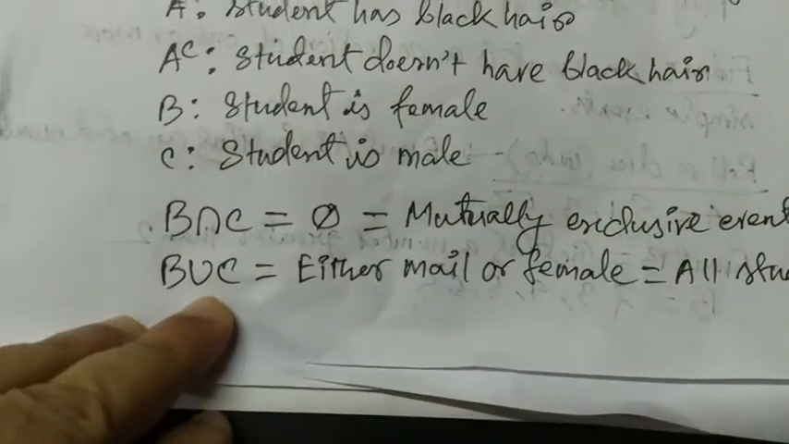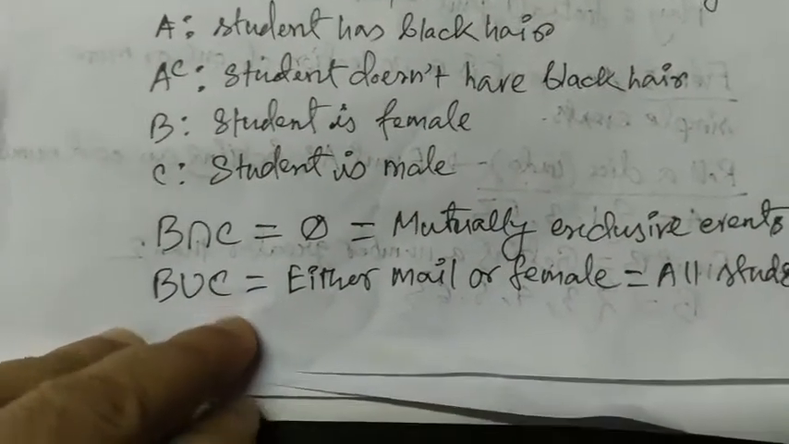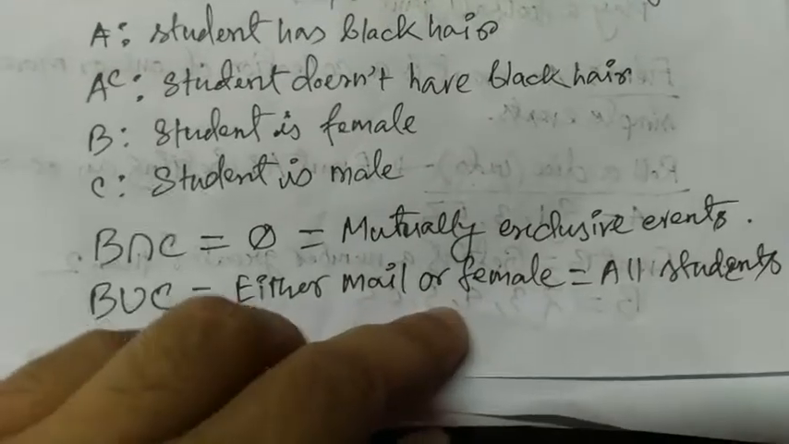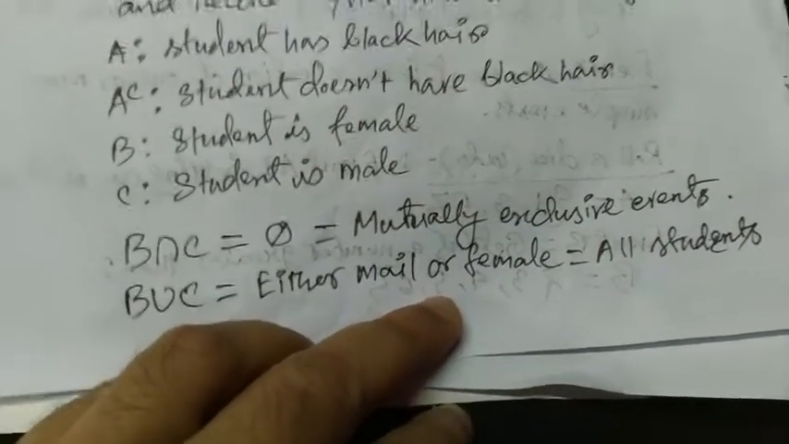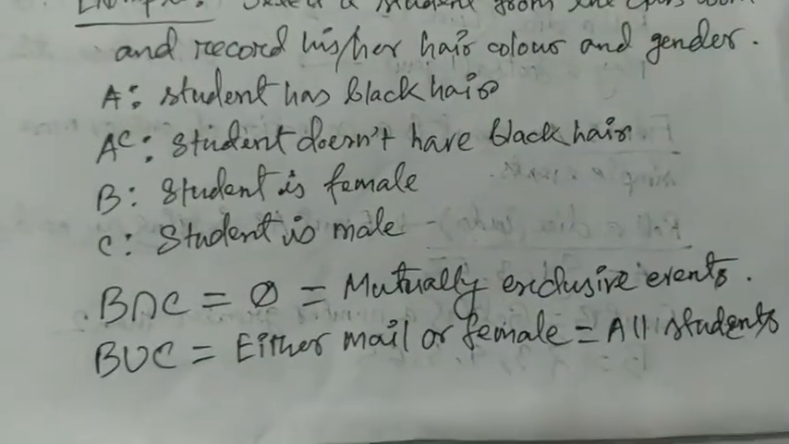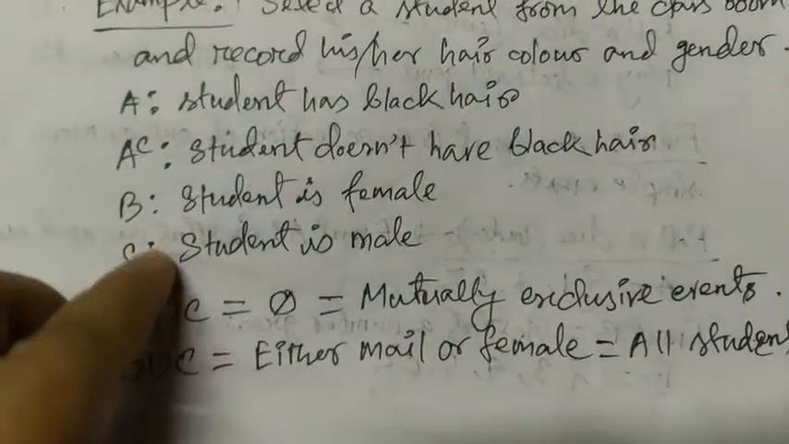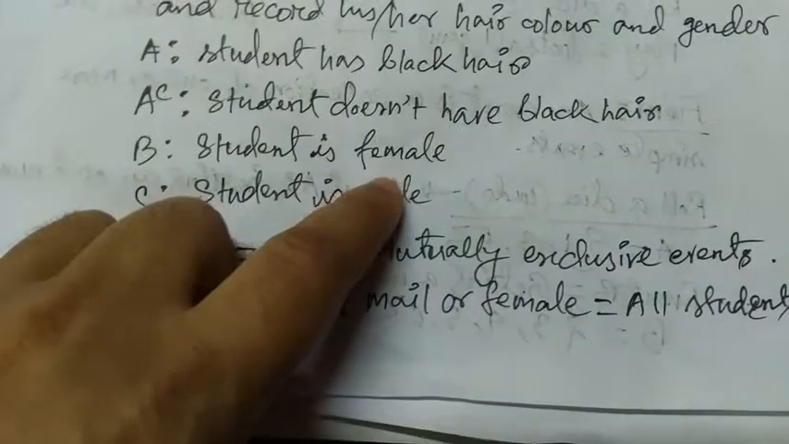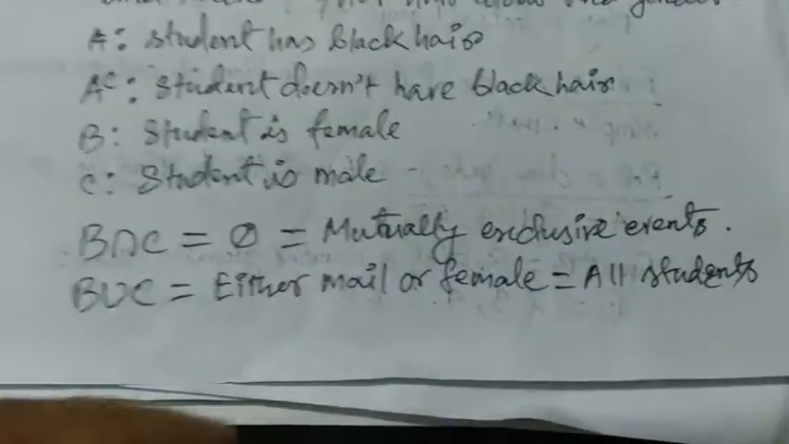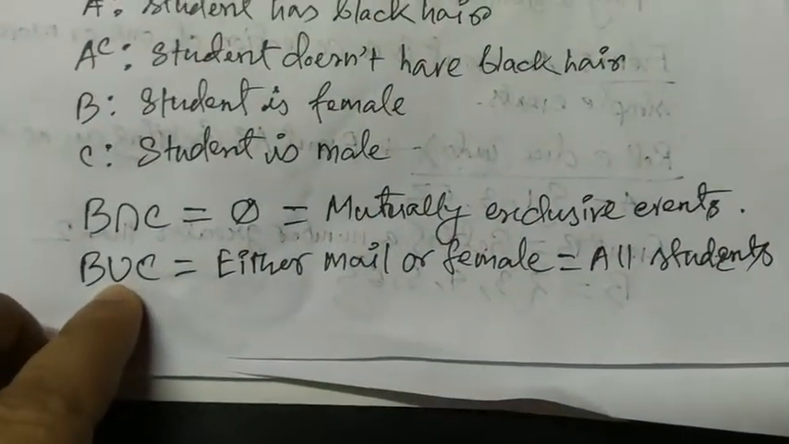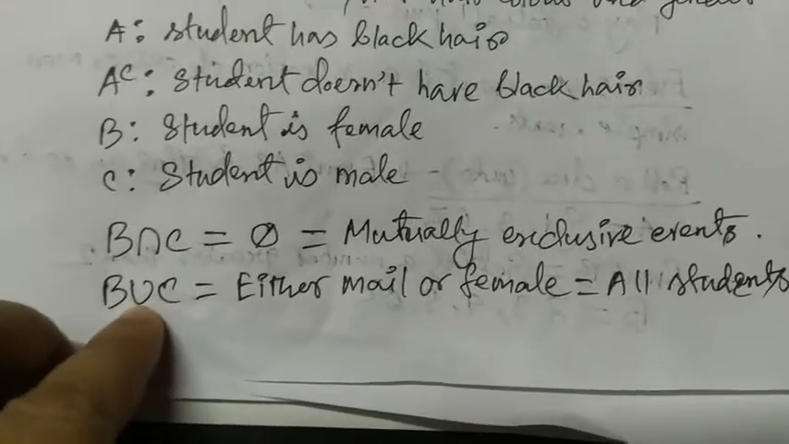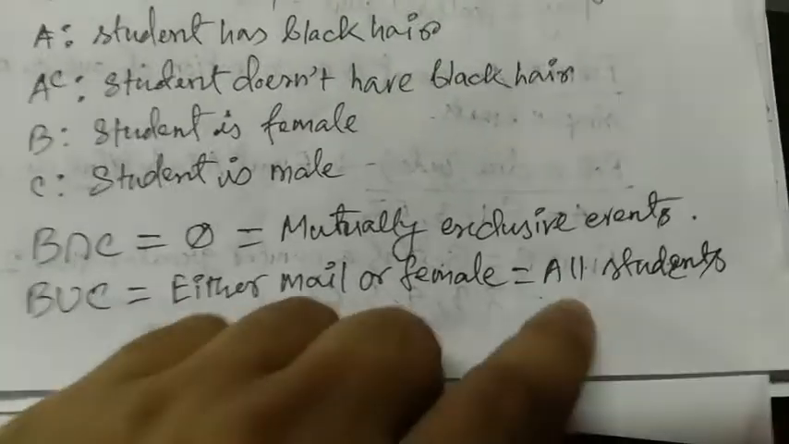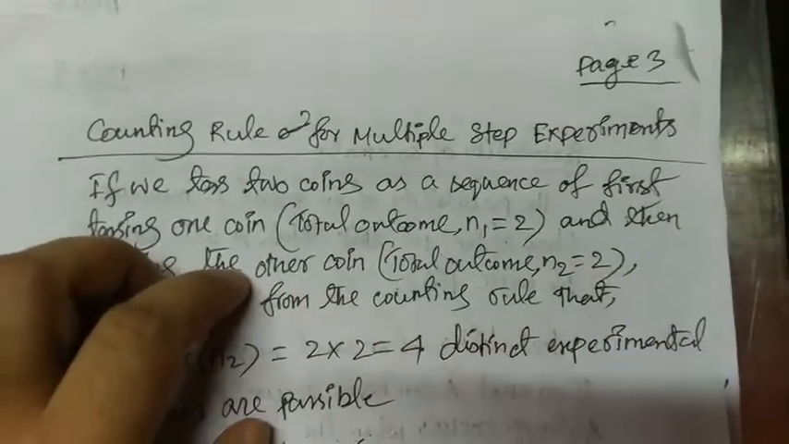So B union C means either male or female. That means we are taking all students. A student can be either male or female, right? Union means common and uncommon. That means we are taking everything. That means all students. So right, let us move to page 3.